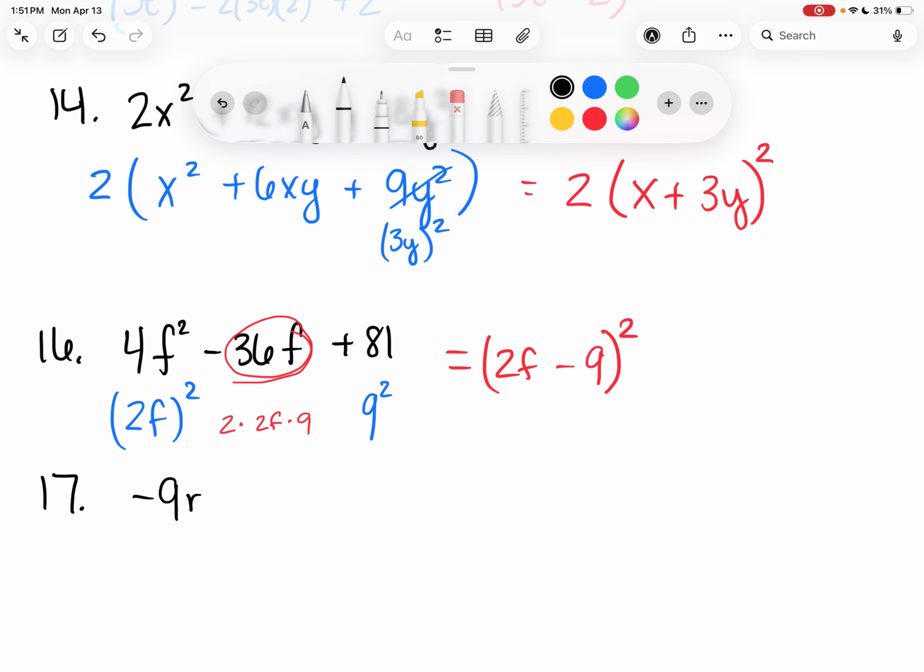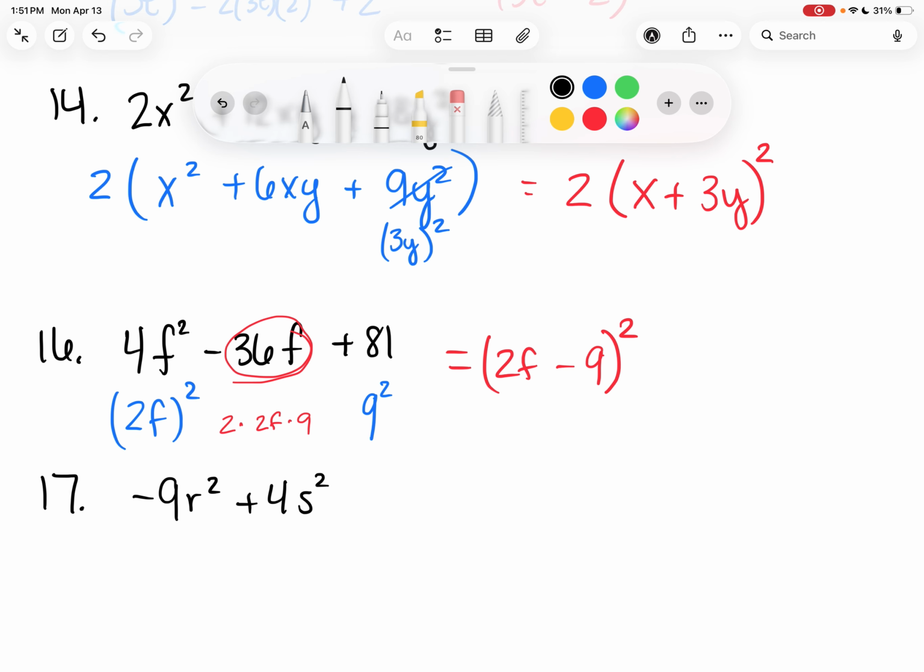Negative 9r squared plus 4s squared. So this one's a little different. It has two terms. So my initial thought is difference of squares. However, the negative's in front and the positive is on the second term. Any ideas of what I might need to do with this one?